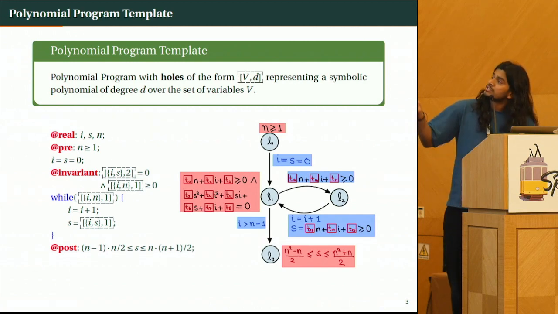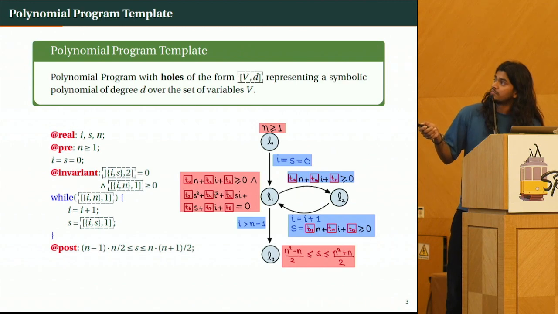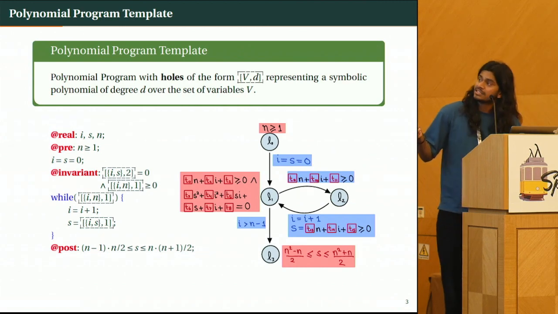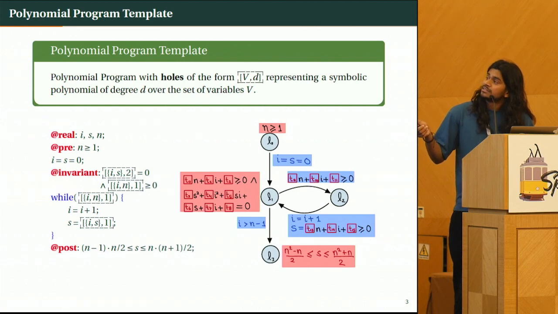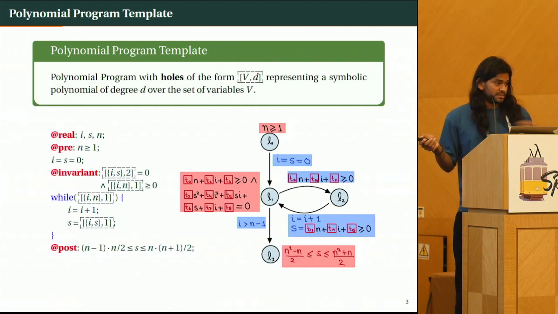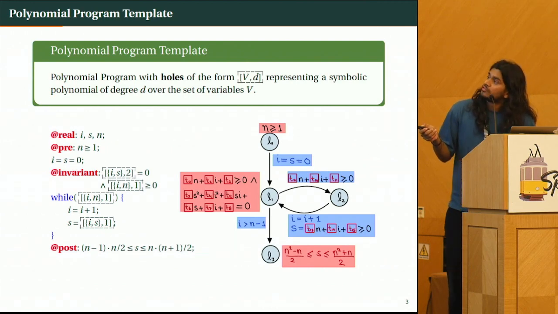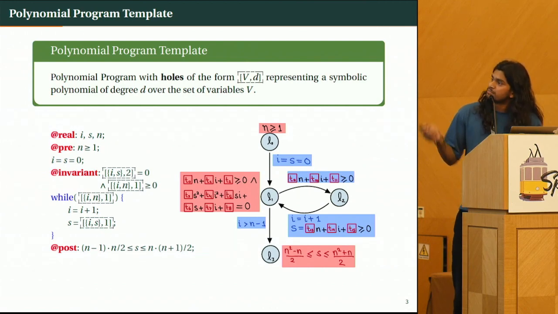Now you can construct this transition system, which we call a polynomial program template, and you have these holes where I substitute some symbolic terms. For example, for the invariant I will just create a huge quadratic polynomial expression in the variables, where every coefficient is a symbol. And now the job of the synthesizer is to figure out the values of all these template variables such that this program is correct.